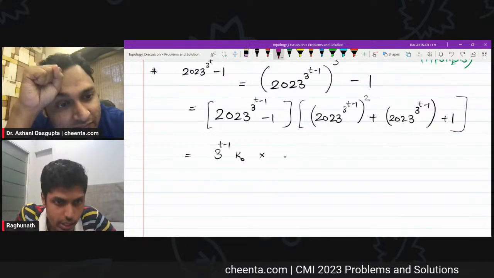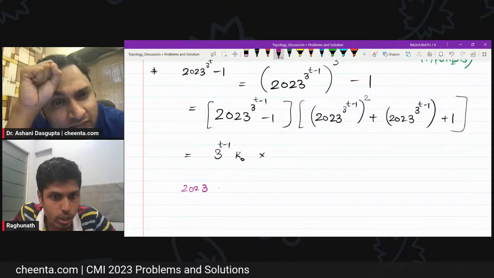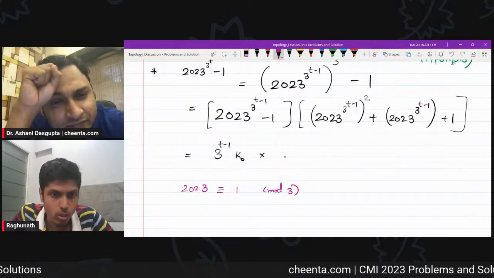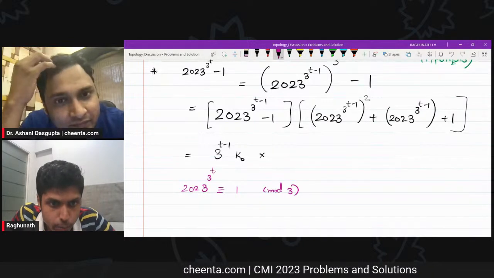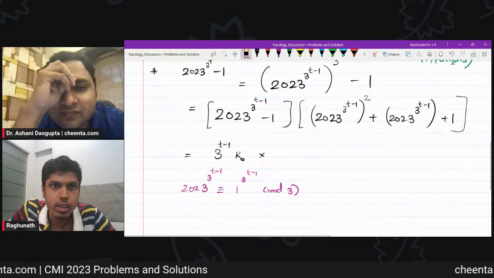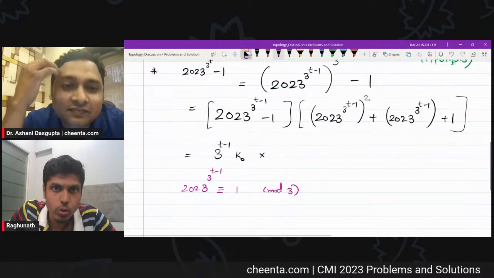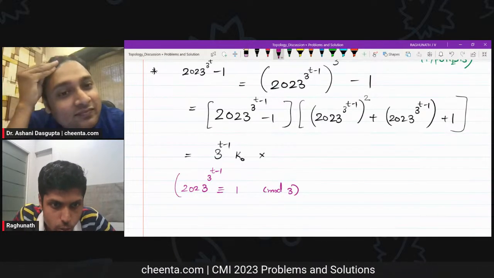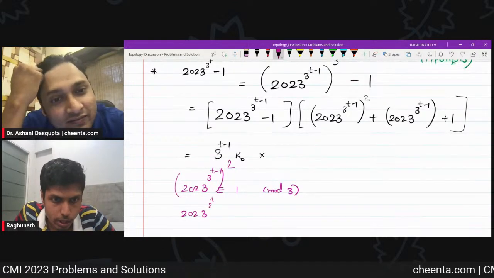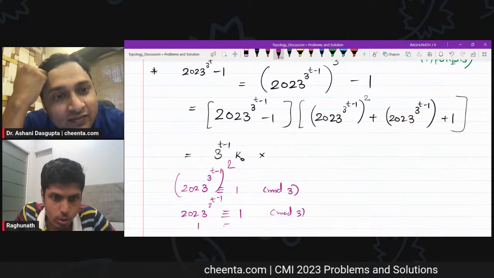Let us go to the number 2023 power 3 power t minus 1. We know that 2023 is congruent to 1 mod 3 because its sum of digits is 7, so 2023 power 3 power t minus 1 is congruent to 1 power 3 power t minus 1, and that is again 1. So this number is congruent to 1, and the whole square will also be congruent to 1. And 2023 power 3 power t minus 1 is congruent to 1, and 1 is congruent to 1.